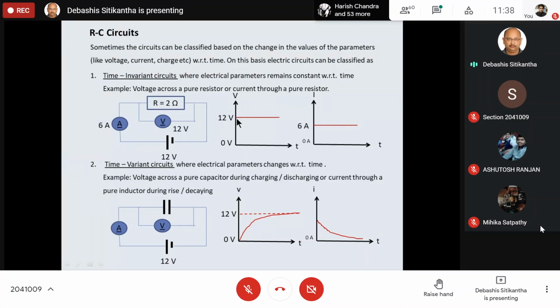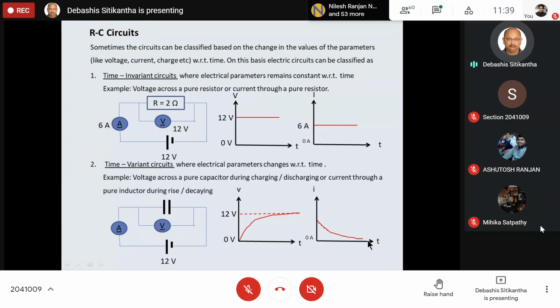Naturally, the relationship is not going to be a straight line like the previous one, but it is going to vary in an exponential manner like this. Whether it is exponential or a straight line, we are not concerned about that. The only thing we learn from this graph is that the voltage is actually varying with respect to time. Similarly, the charging current through this circuit is also varying with respect to time. As you can see, it is falling like this. As the time is increasing, the value of the charging current is decreasing. Such types of circuits are known as time variant circuits.